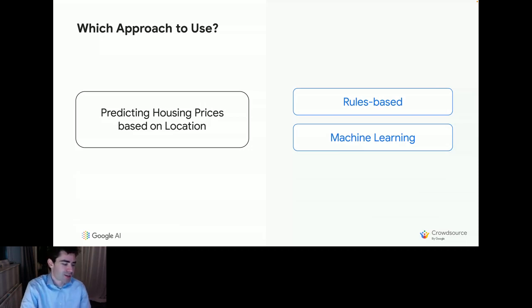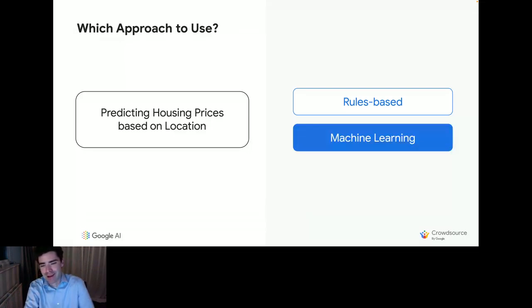Come on, guys. I'm trying to make this interactive. Atticus says rules. Sneakily taking an opportunity to have a drink. Yeah. So we got basically everyone. We're going to go for machine learning.